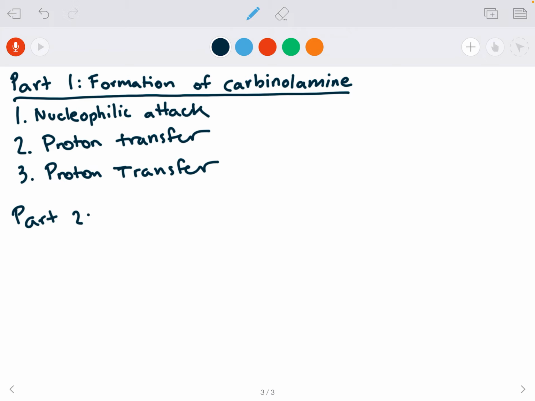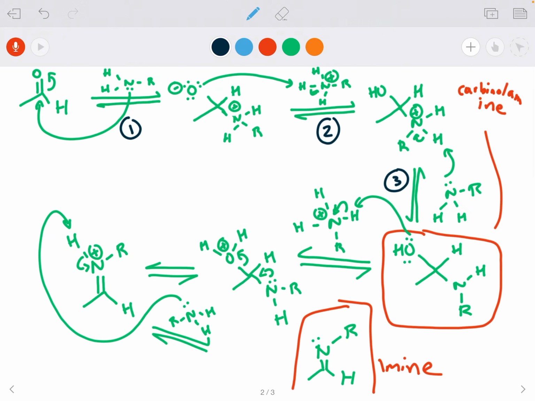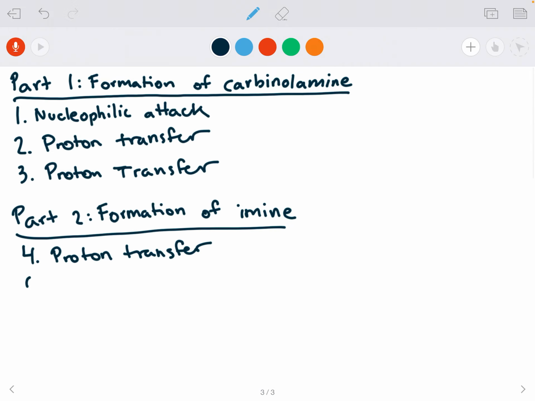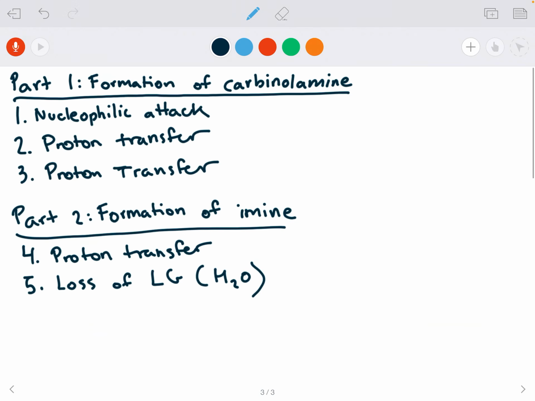So part 2 of it is now going to be the formation of the imine. So step 4, it's another proton transfer. Step 5 is the loss of the leaving group. In this case, the leaving group is water. And then step 6 is another proton transfer.